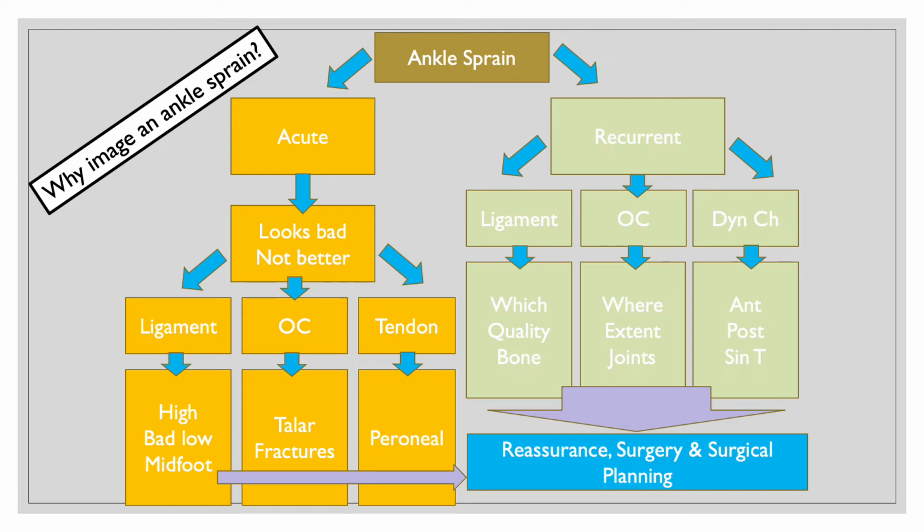On the other hand, if it's somebody who's recurrently injured, we're more interested in the quality of the ligaments. Do they need reconstruction? What work needs to be done on these? If it is osteochondral, how bad is the osteochondral lesion? And does that need particular help? And then last but not least, we're looking at the dynamic changes which could happen anteriorly or posteriorly, resulting in impingement, as well as the sinus tarsi syndrome.